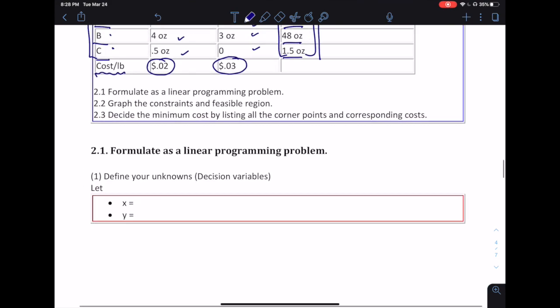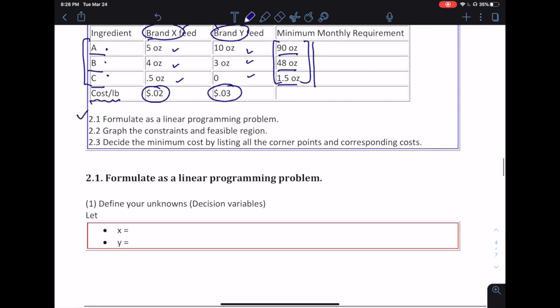First, as we have done before, we are going to formulate the problem, and then we will graph the feasible region, find the corner points, and decide the minimum cost by comparing the costs at each corner point.